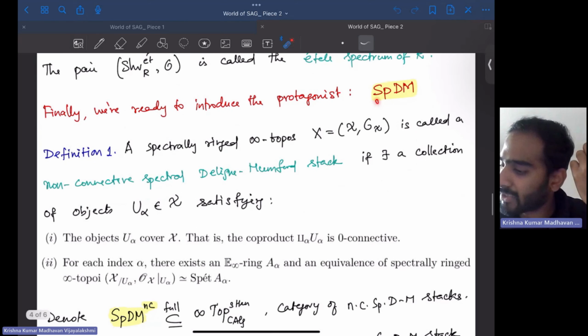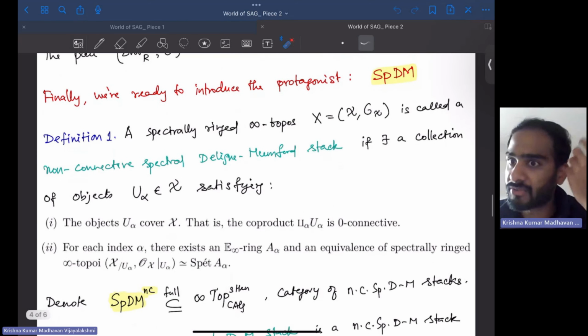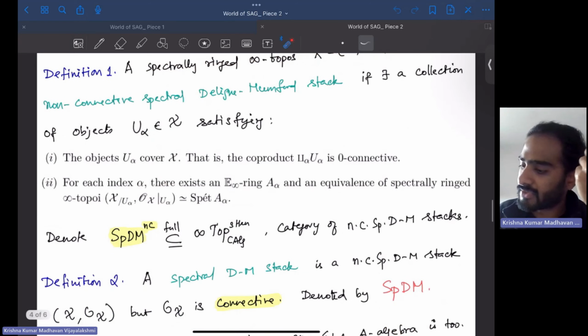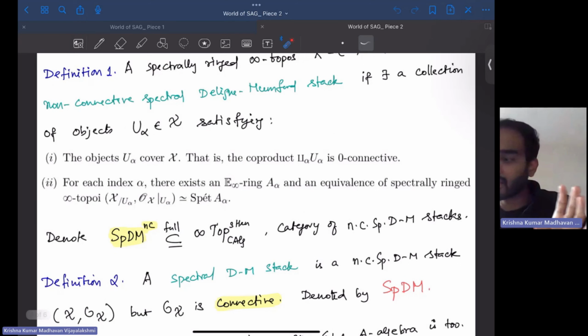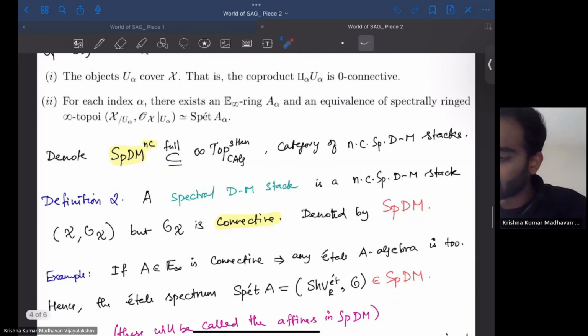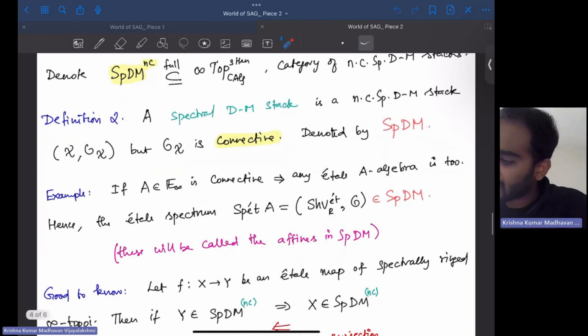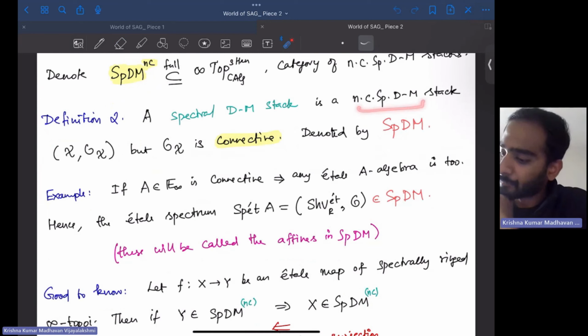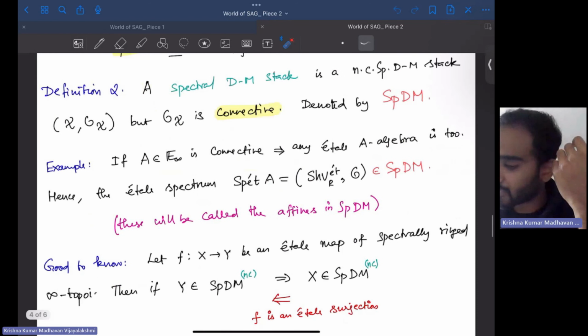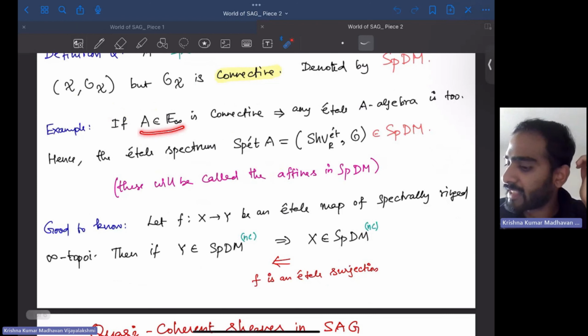Just remember that. Now we can introduce finally the object that we are trying to seek. A spectrally ringed infinity topos is called a non-connective spectral Deligne-Mumford stack, which is a variant, if you have a collection satisfying this criteria here. Again, tracing it from the beginning, the idea is to define what we need locally and use it to globally patch the data we need to achieve. And a spectral DM stack is a non-connective spectral DM stack but the sheaf is actually connective. So it's just a variant, as I've mentioned already. As a basic example, given any infinity sheaf, you can say it's connective.